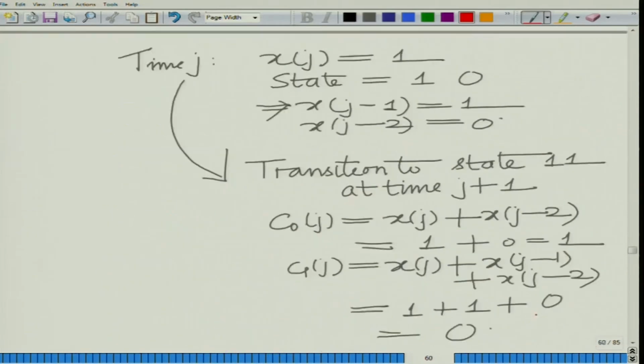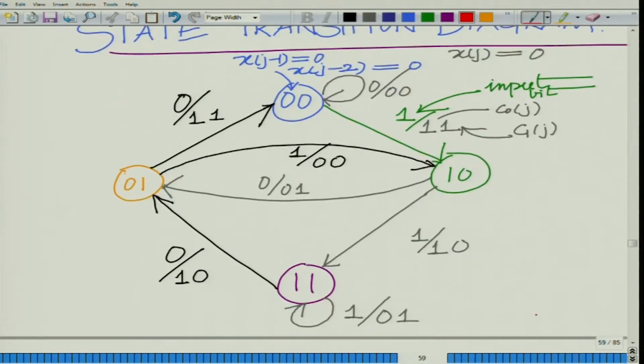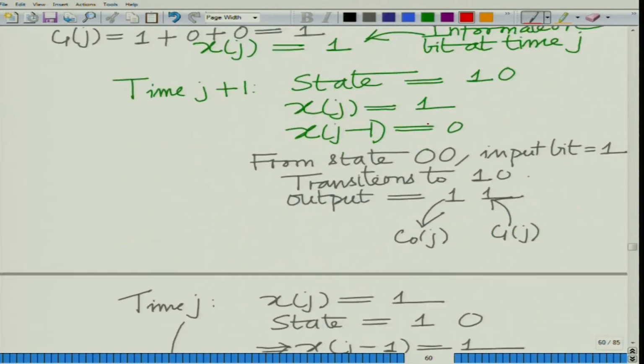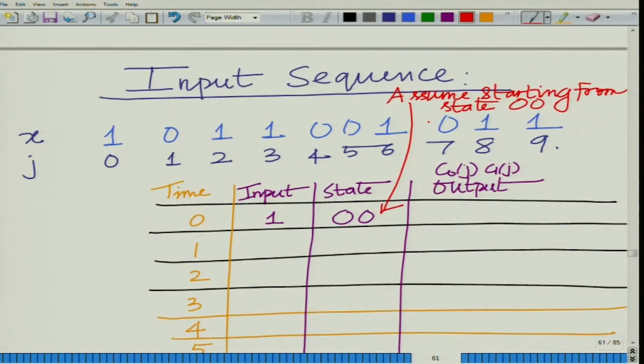Now at time 0, remember time 0 state is 0 0, input is 1, so next state is 1 0 and output is 1 1, and that is important. So you can see the next state is 1 0, output is 1 1. This is basically your next state. Remember, at every time instant, for instance time instant 0, you get state 0 0, input is 1, so next state is 1 0, correct, and the output is 1 1.